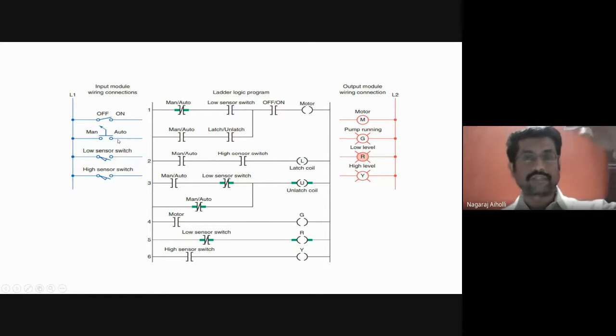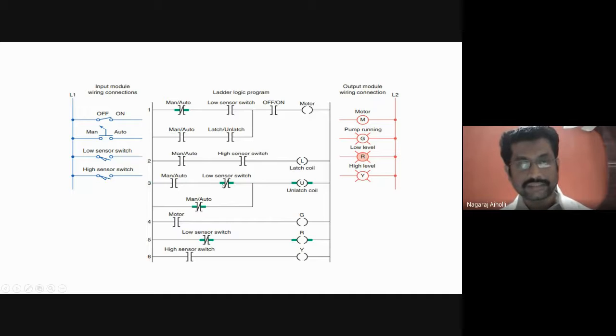It is in the original, initial position, and hence we are unlatching the data. Then move to the fourth rung. This is for the motor. Just as I told when I came to the first rung, the motor is energized when this path is energized. Rung 1 is energized, complete.